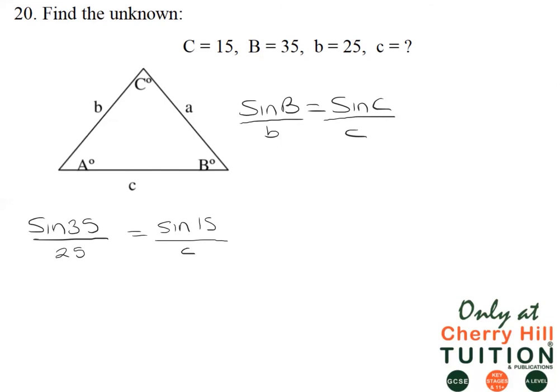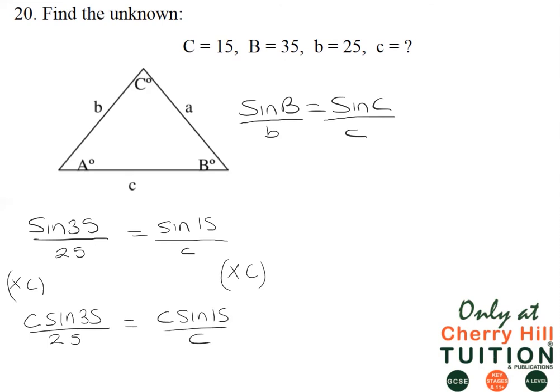Okay, we need to make c the subject, so let's try and get c to be a numerator. We can do this by multiplying both sides by c, leaving us with c sine of 35 over 25 is equal to c sine of 15 over c. Now on the right hand side, the c's cancel out, leaving us with just c sine of 35 over 25, which is equal to sine of 15.